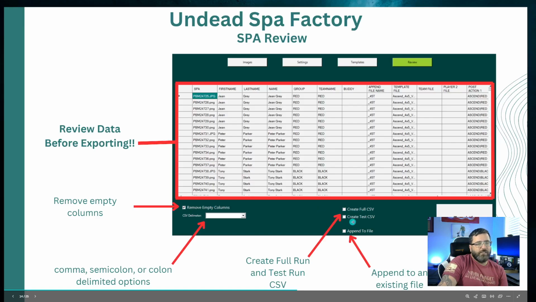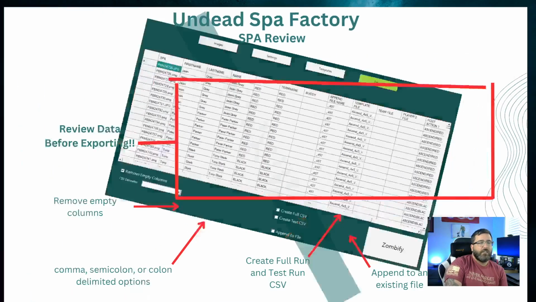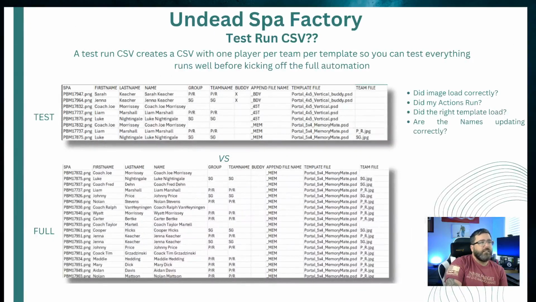You got your full run and your test run. Full run is going to be the one that actually kicks off every image that you want to be automated. A test run is what I use to basically test my automation before I get started. Last thing I want to do is run 8,000 images through an automation only to find that 2 of the templates are not running correctly, and so I have to rerun it. Well, the test CSV, actually, let's see if I cover it right here. Yep. Test CSV will take 1 player per team per template, so you can test everything running well before it kicks off the full automation.